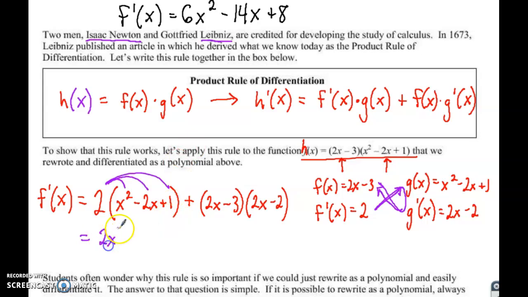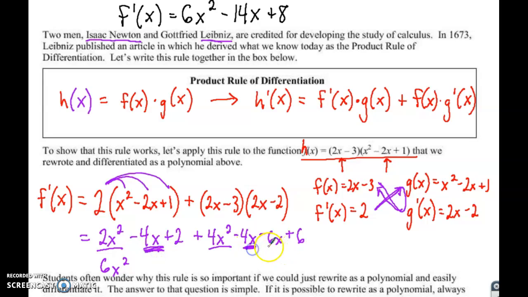As you distribute, 2x squared minus 4x plus 2, and then here as we FOIL, you get 4x squared. The outside would be minus 4x. The inside would be minus 6x. And negative 3 times 2 is minus 6. And as we combine like terms, you get 6x squared, negative 4x minus 4x, negative 8x, negative 14x, and 2 plus 6 is 8. Lo and behold, this value is the same thing as up here.